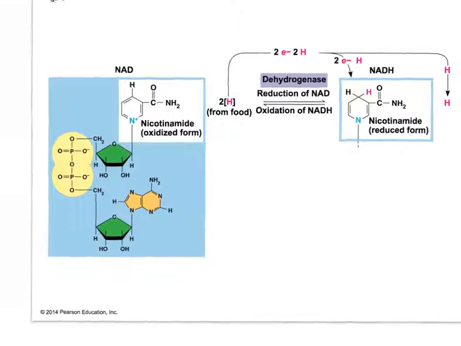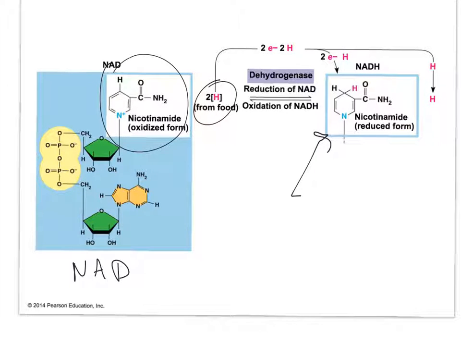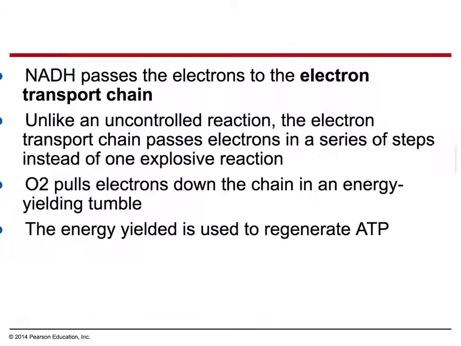Here's nicotinamide in its oxidized form, which means it's in the NAD form right here. Here are your two hydrogens, your two electrons are going to be added, and then you get nicotinamide in the reduced form. We're really just looking at this part to that part. We're just adding the hydrogen right there. Okay? Questions on that? All right, but it is going to transfer that electron to the electron transport chain to produce ATP.